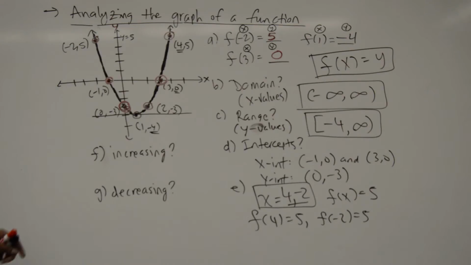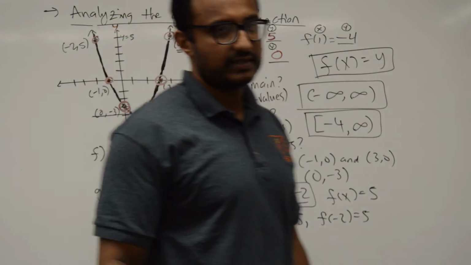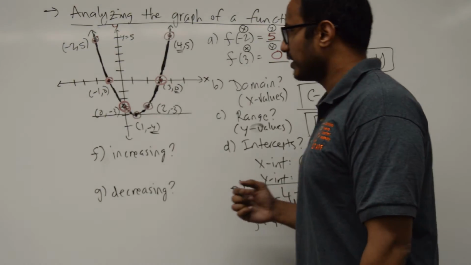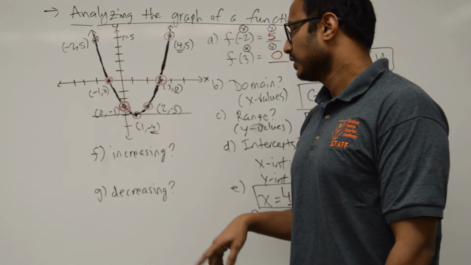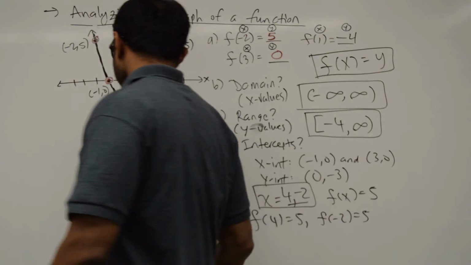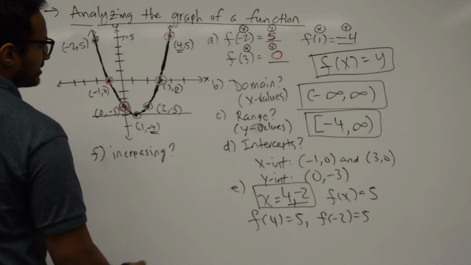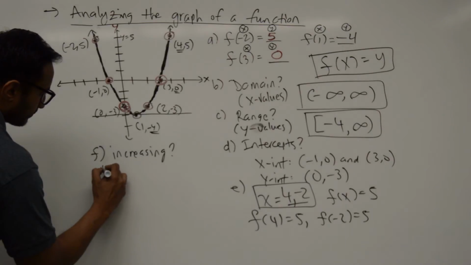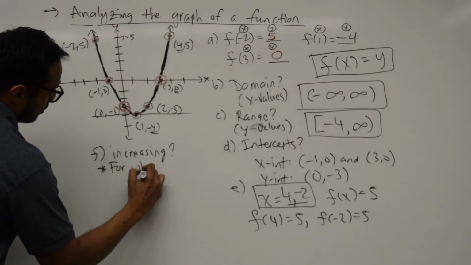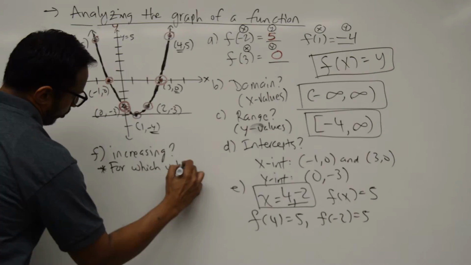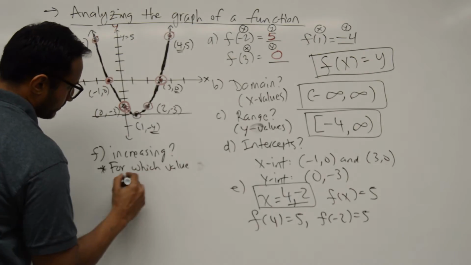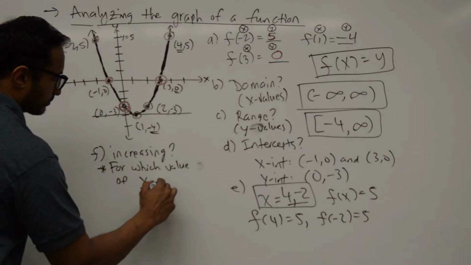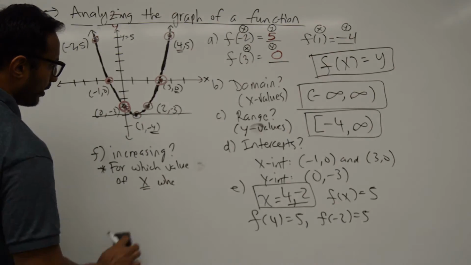Okay, next. Where is the function increasing and decreasing? So this is going to be kind of tricky because we have two different quantities. We've got the x values and we've got the y values. So when the question is asking, where is the function increasing? Here's what it's asking. It's asking for which values of x. So we're looking for the values of x. Are the y values increasing?